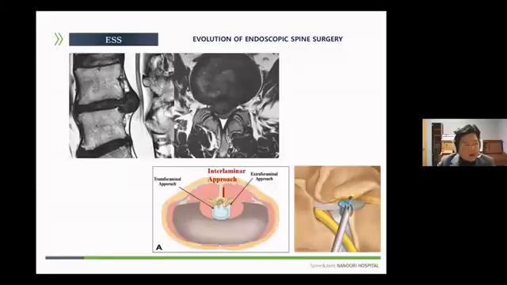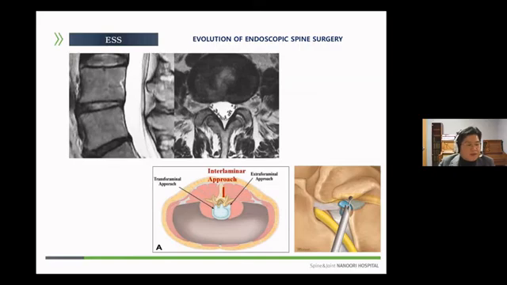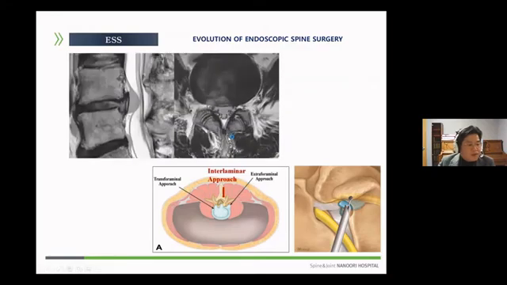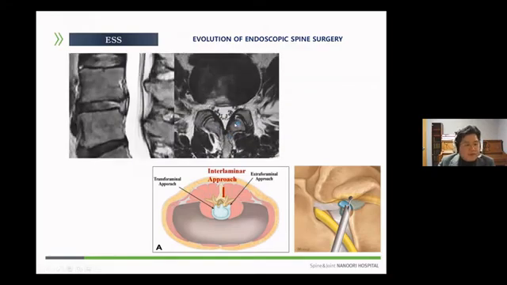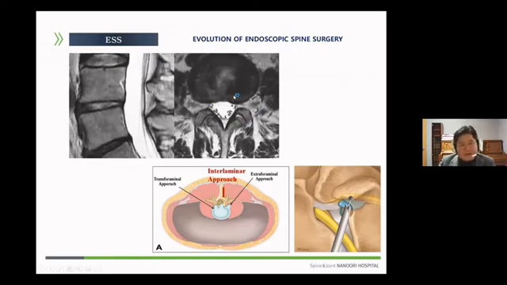champion worldwide. However, while performing endoscopic spine surgery, we should always keep in mind what the ultimate goal of endoscopic spine surgery is. As we can see in these pictures, it seems that the ultimate purpose of endoscopic spine surgery is to effectively treat the symptomatic pathology that causes symptoms while preserving the functional segment structure sufficiently.